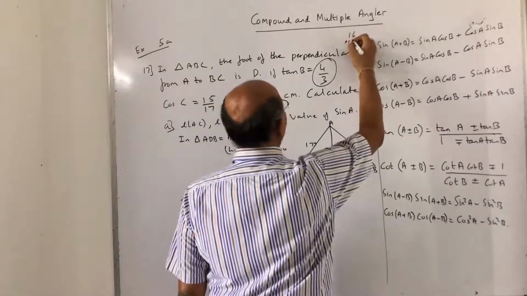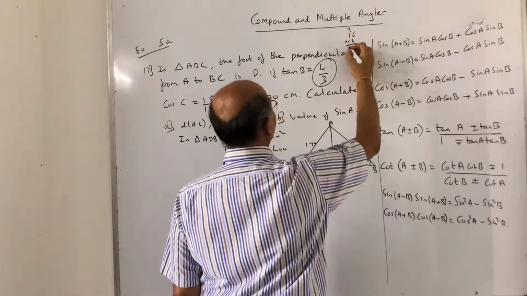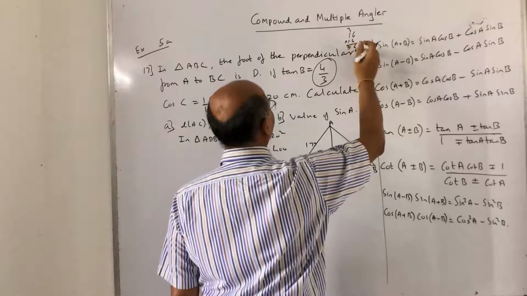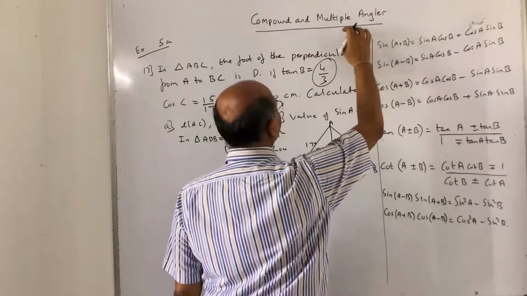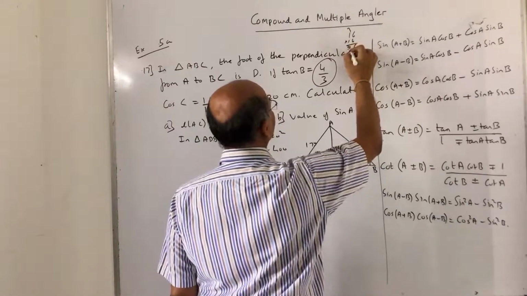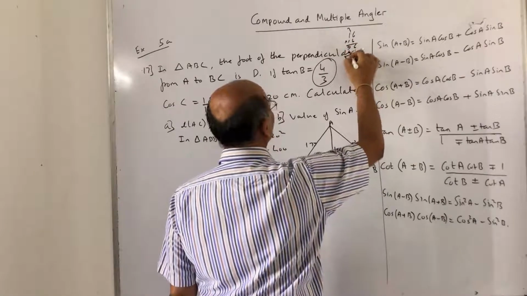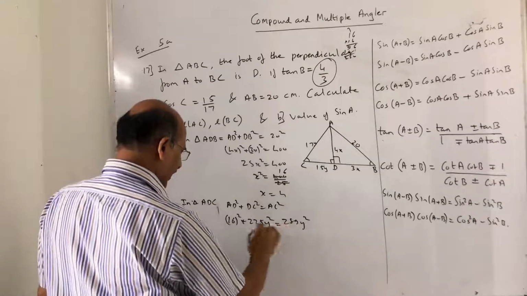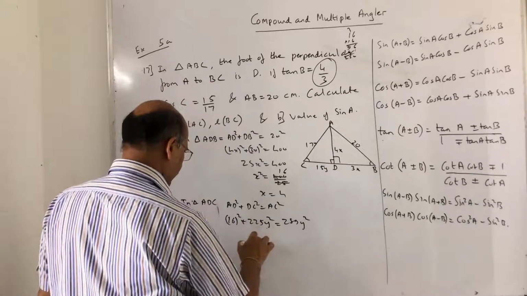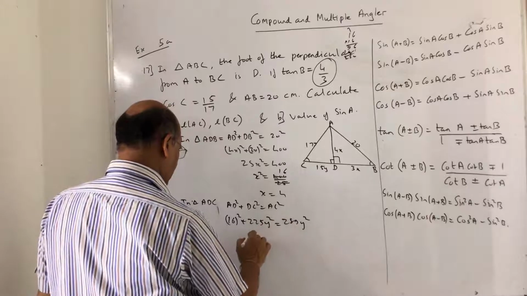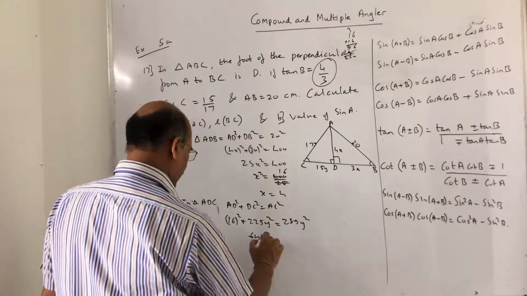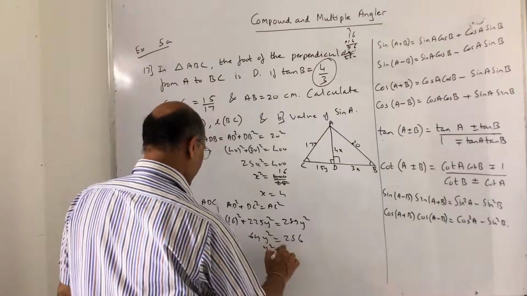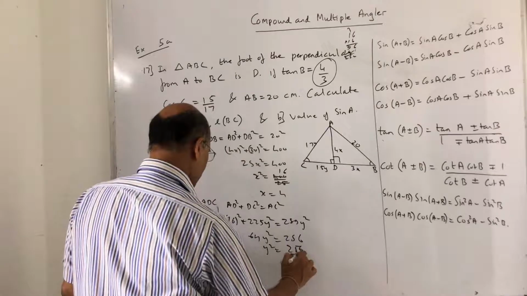So 16 into 16: 6 sixes are 36, 6 nines are 54, 1 six is 6, 1 one is 1, 256. Okay, 256. So what will happen now? 289 minus 25. So 9 minus 5 is 4, 8 minus 2 is 6, right? Y square is equal to 256. So y square is equal to 256 upon 64.